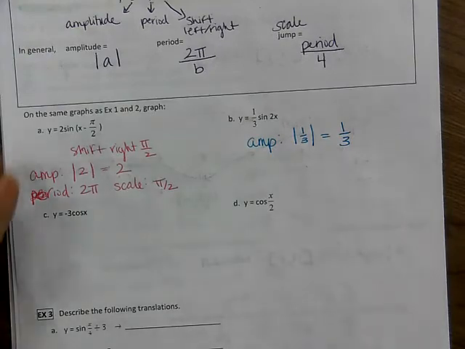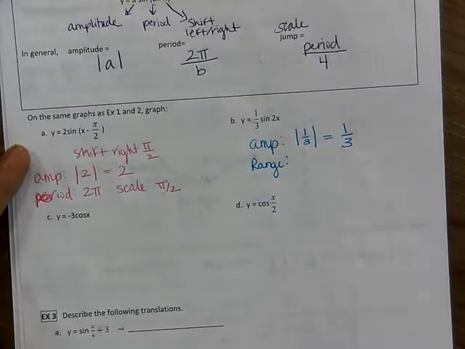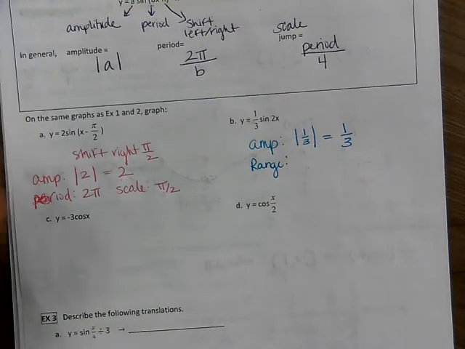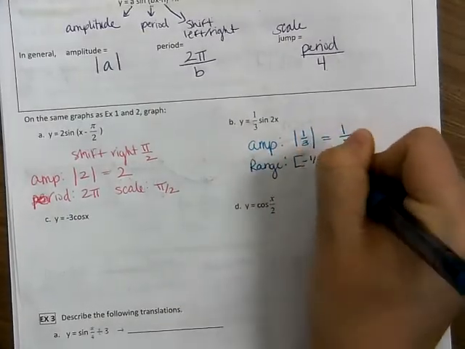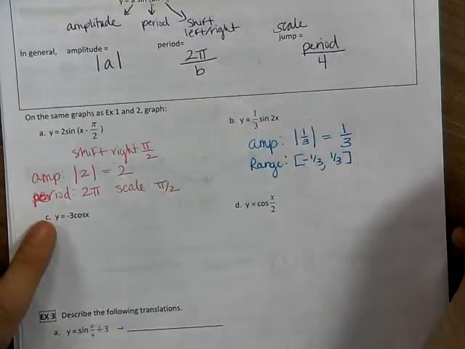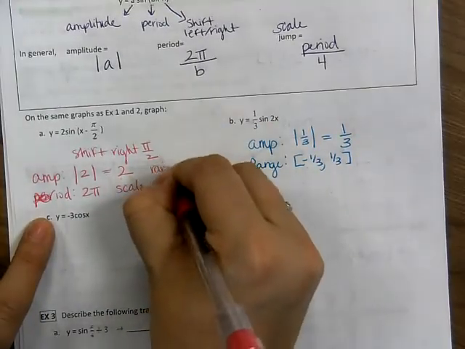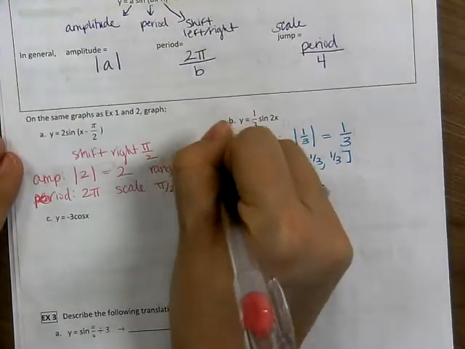So now that means the range goes from what? Usually the range goes from negative 1 to 1. Now it should go from negative 1/3 to 1/3. And you know what? Let's go back and add that here. We did not. So let's just put the range back in example A, which was from negative 2 to 2.